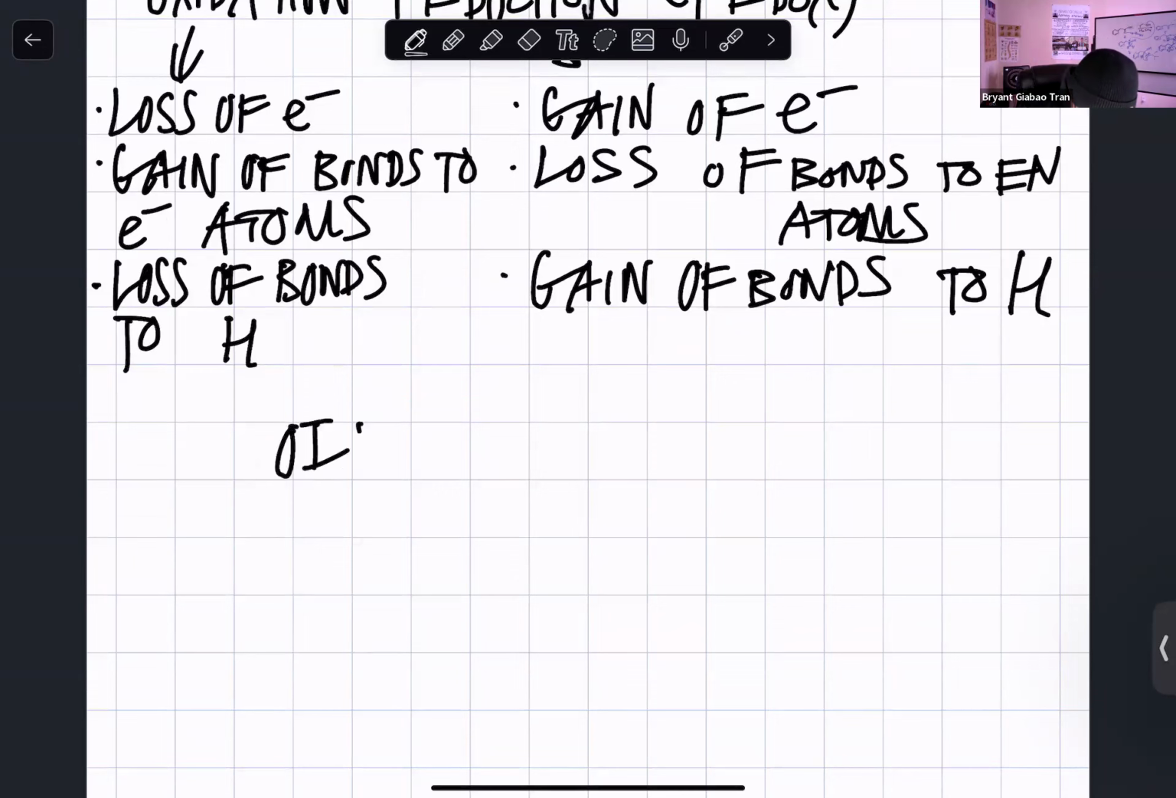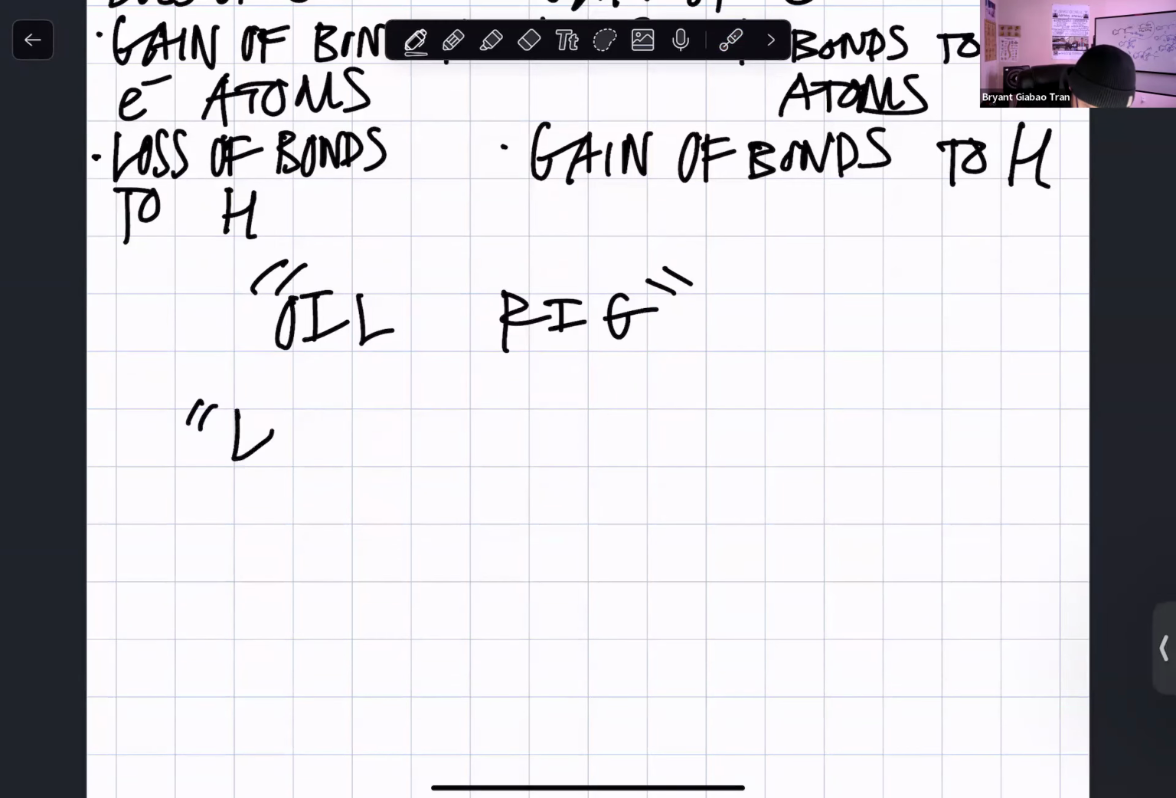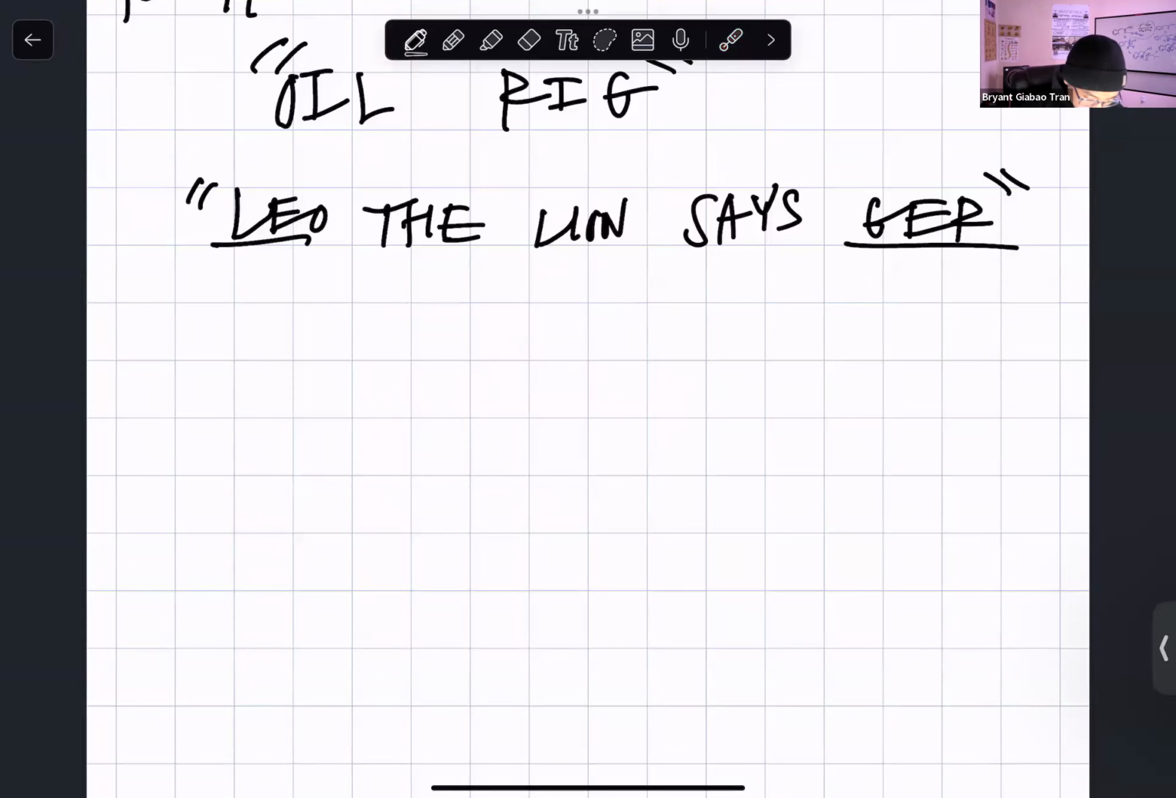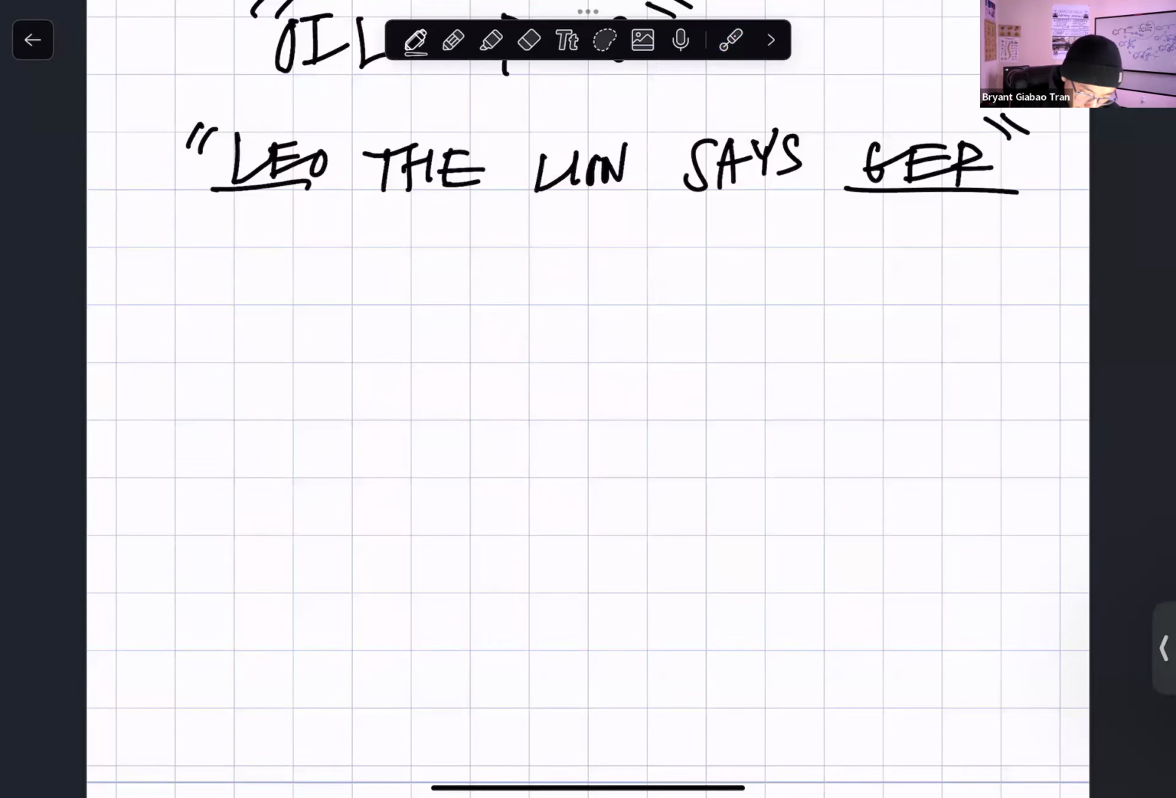You could use OIL RIG, where we could say oxidation is the loss of electrons. Reduction is the gain of electrons. Another way that you can think about this is Leo the lion says GER. Right, but the most important thing here is LEO and GER, right? Because loss of electrons is oxidation, gain of electrons is reduction, right?